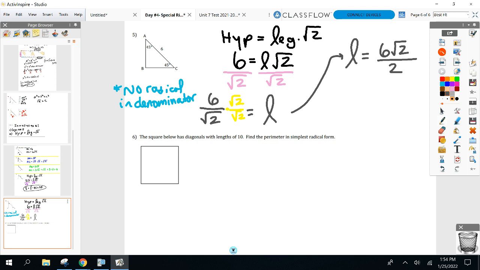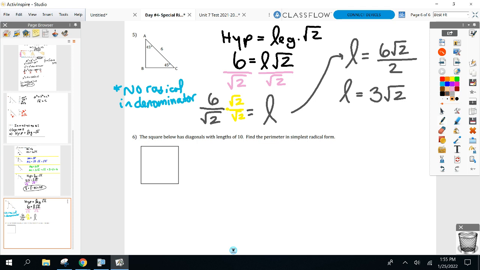But it's not going to be your final answer. One more step. It's not simplified all the way. Why not? What can I still divide? 6 and 2. Yep, 6 and 2. So my final answer here, each leg is going to be 3 radical 2. Cannot have a radical in the denominator. Don't leave it.